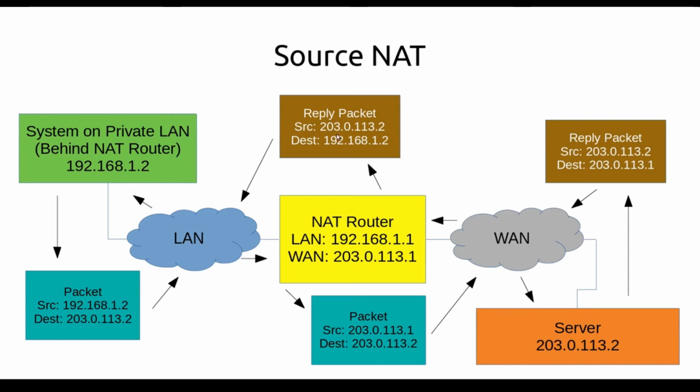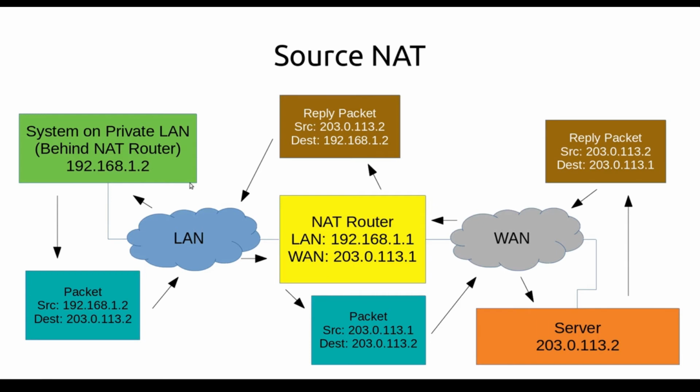So what the NAT router does is it changes the destination address from its public interface to the address of the private interface on the machine that originally initiated the connection. So it's going to rewrite the destination address on the reply to 192.168.1.2, and it's going to send that packet back over the LAN back to the system, and the system will get a response. So this is how source NAT works.